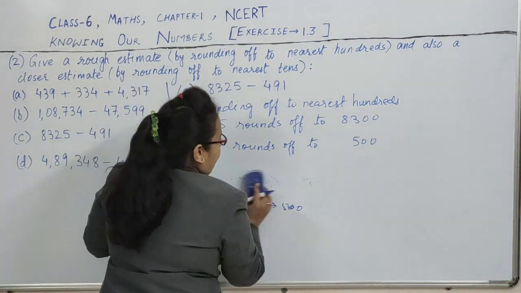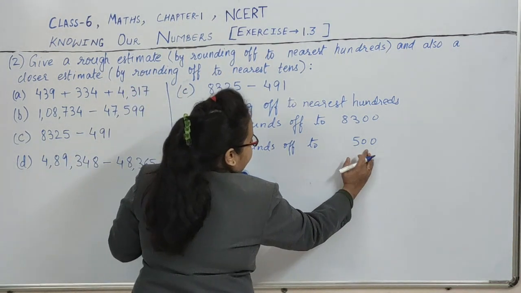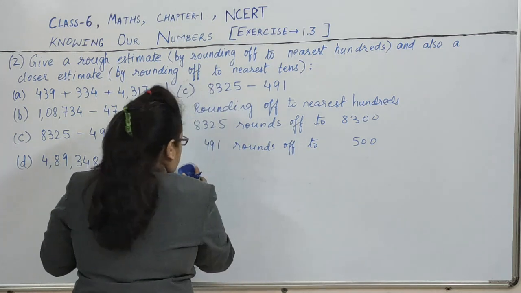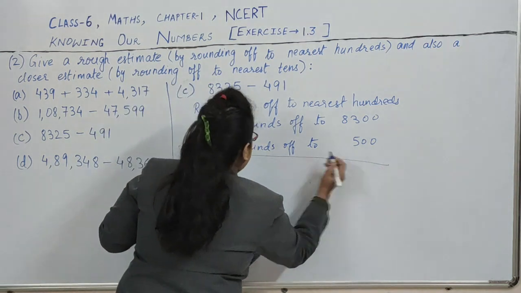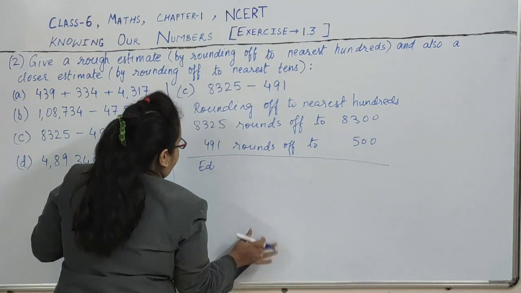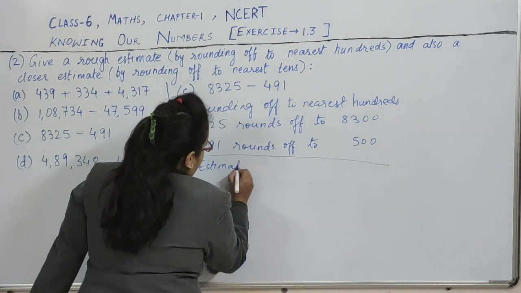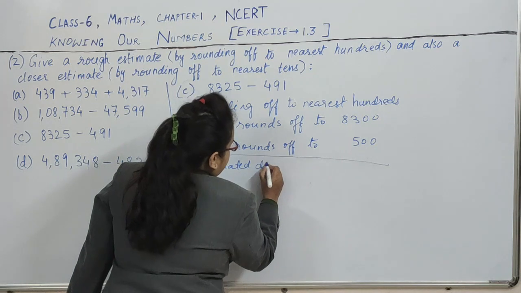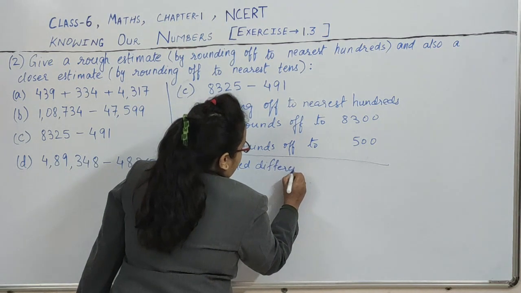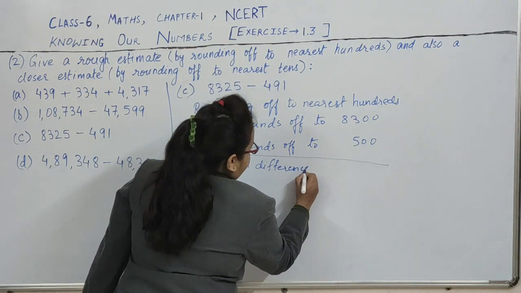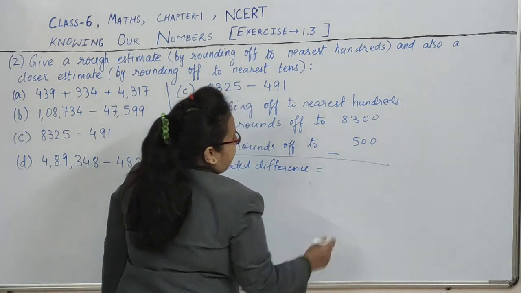So what will we do now? We will do the subtraction. We will subtract this from this. So what will that be? That will be the estimated difference. Estimated difference is equal to this.